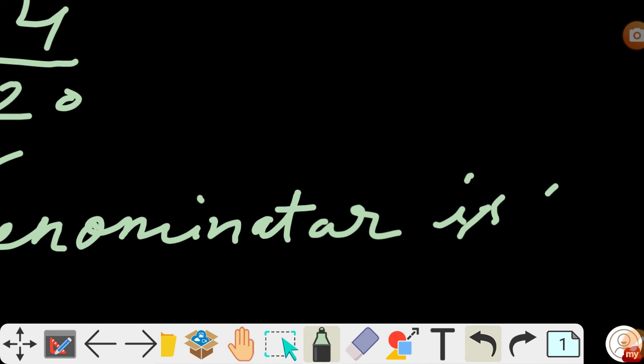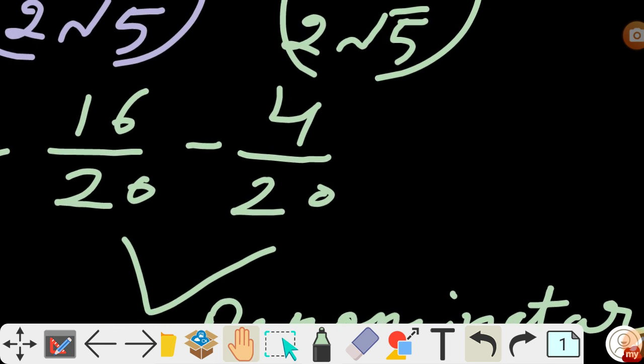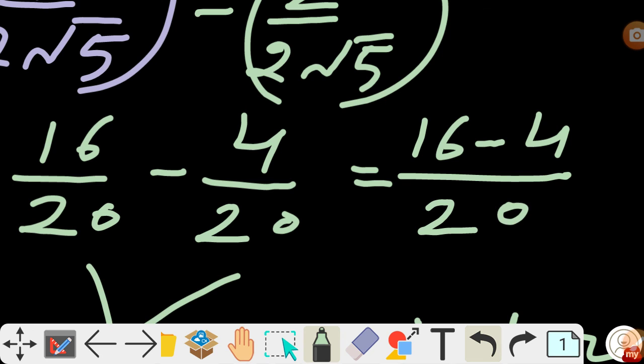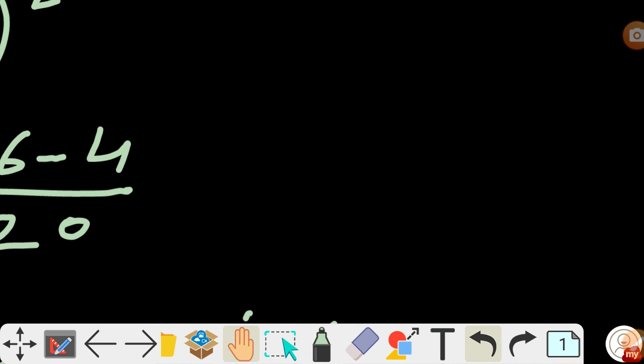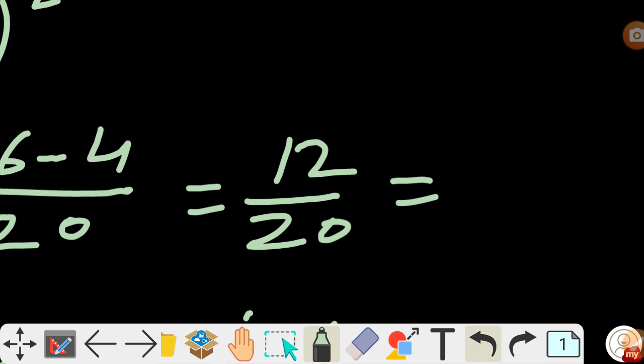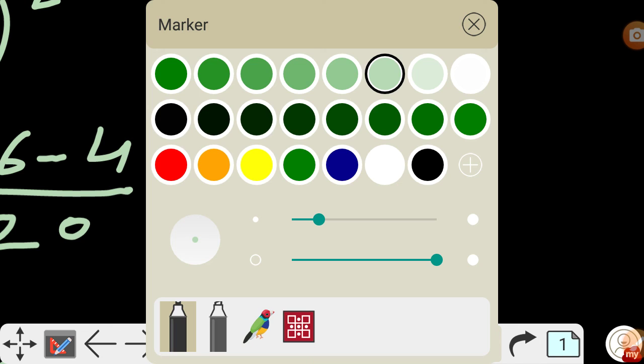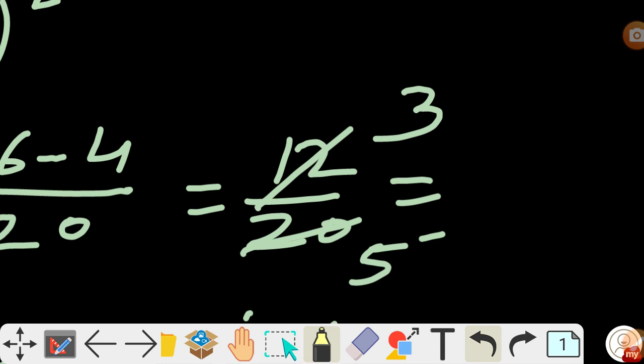If the denominator is the same, then we add or subtract the numerators. Because we have the minus sign here between, we subtract this one upon 20. So we get 12 upon 20. 4 3s are 12, 4 5s are 20. So what is the answer? We have 3 upon 5.